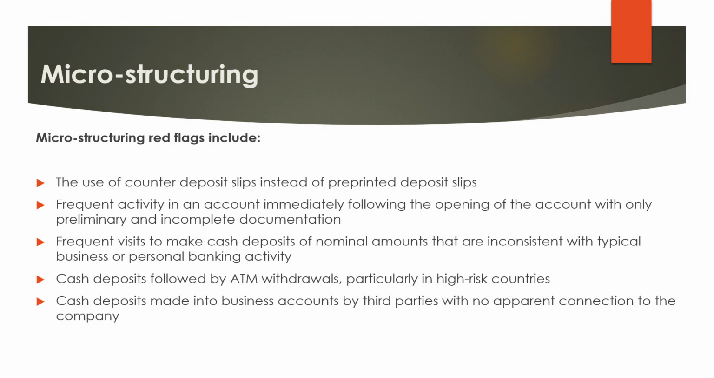The red flags for microstructuring are the use of counter deposit slips instead of pre-printed deposit slips; frequent activity in an account immediately following the opening of the account, with only preliminary and incomplete documentation; frequent visits to make cash deposits of nominal amounts that are inconsistent with typical business or personal banking activity; cash deposits followed by ATM withdrawals, particularly in high-risk countries; and a cash deposit made into a business account by a third party with no apparent connection to the company.